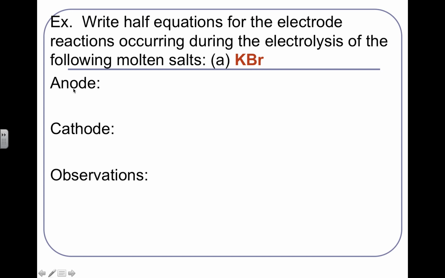At the anode, we'll have our anions attracted, and they'll be going through oxidation. So our anion is bromide, and it's negative. So Br with a -1 charge, and it's liquid, and it's going to form liquid diatomic bromine, plus 2 electrons. Okay, so here's our oxidation reaction.